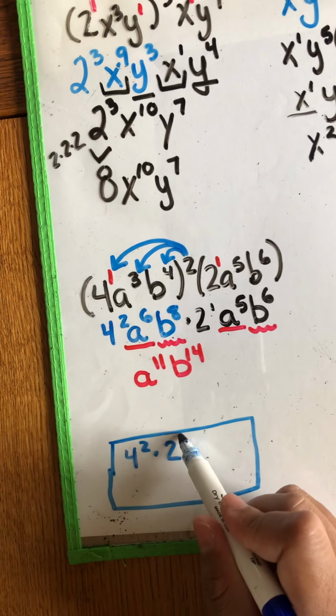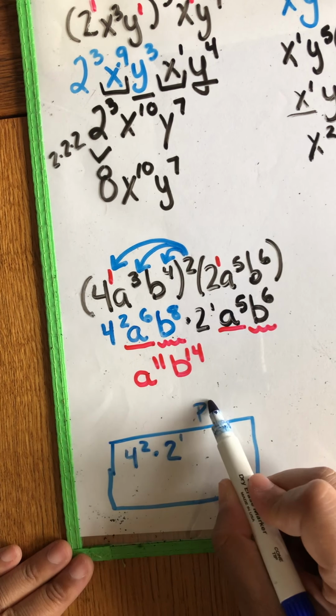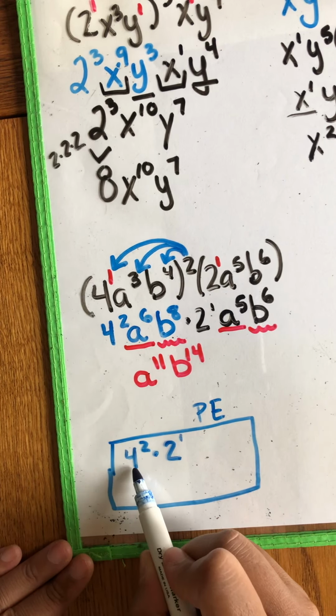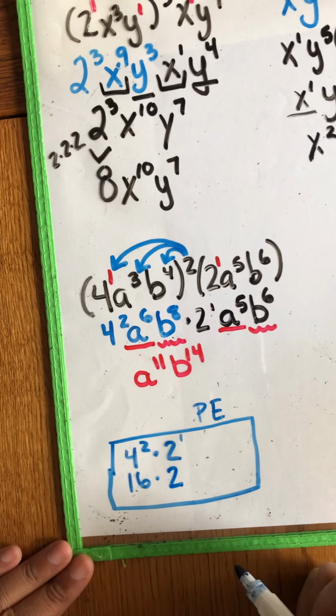If I'm cleaning this up, I'm following PEMDAS. Do I have parentheses? No. Do I have exponents? Yes. So I need to do the exponents next. 4 to the second power, 16. 2 to the first power is 2.